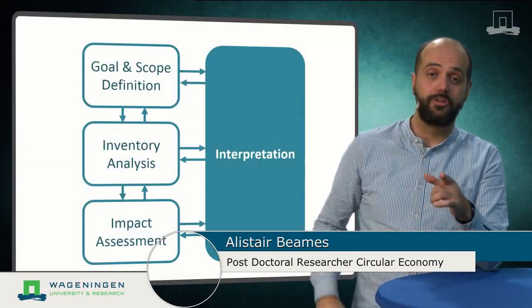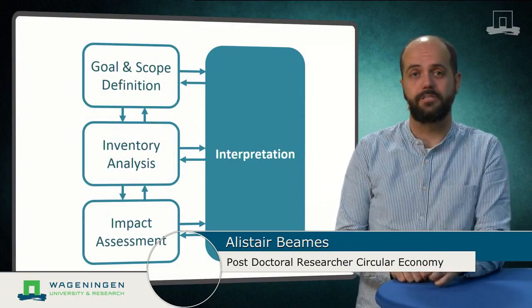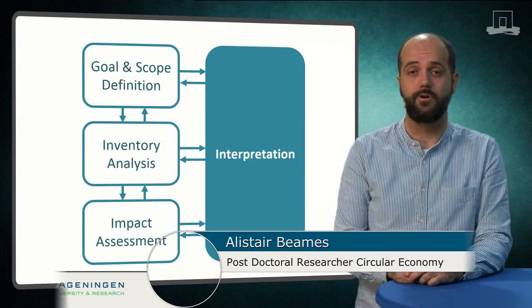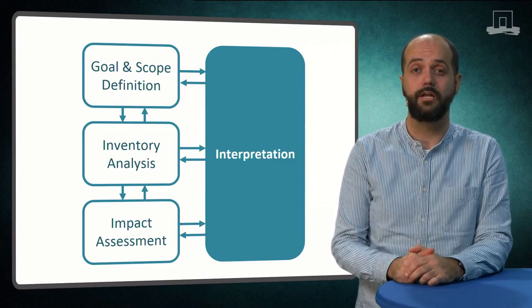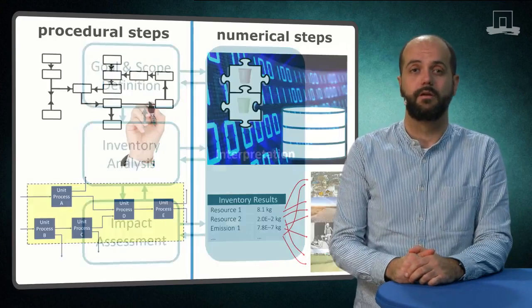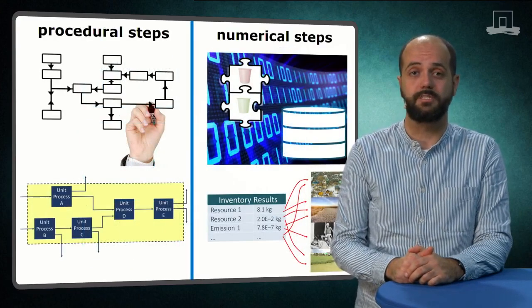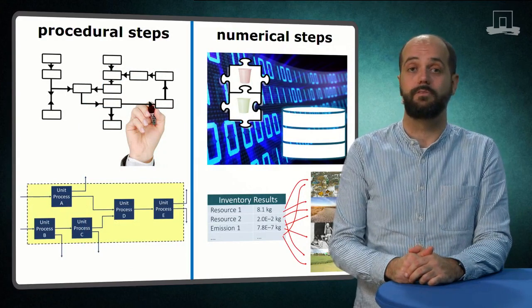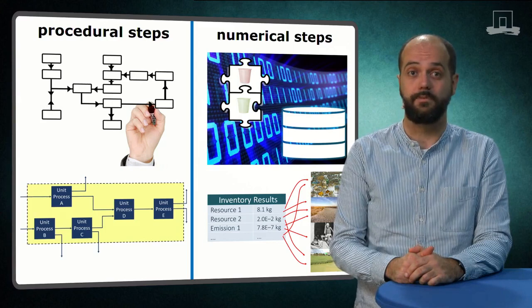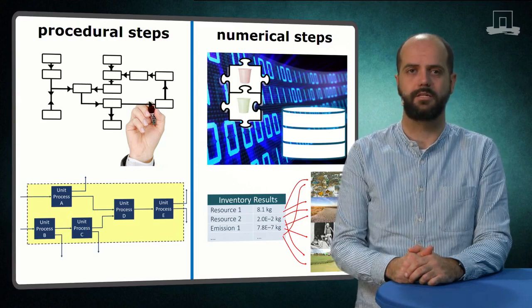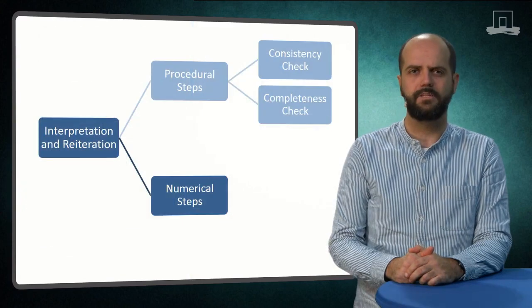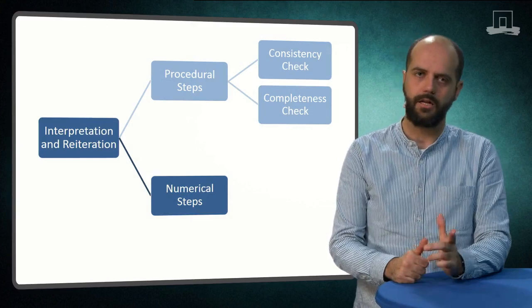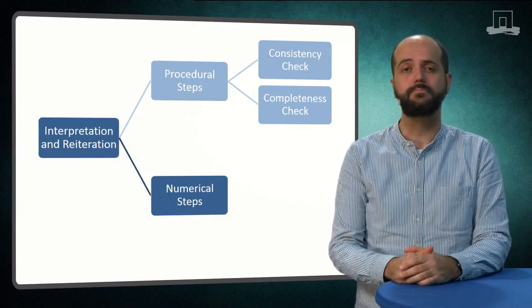Hi, and welcome back. In the interpretation and reiteration phase of the life cycle assessment framework, we evaluate procedural and numerical steps. Evaluating the procedural steps tells us how complete and consistent our LCA is. Evaluating the numerical steps of our LCA tells us how robust our LCA is. Previously, we looked at procedural steps. Now let's look at the numerical steps.